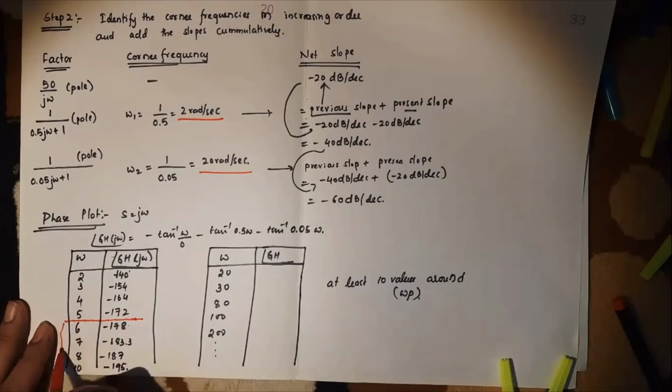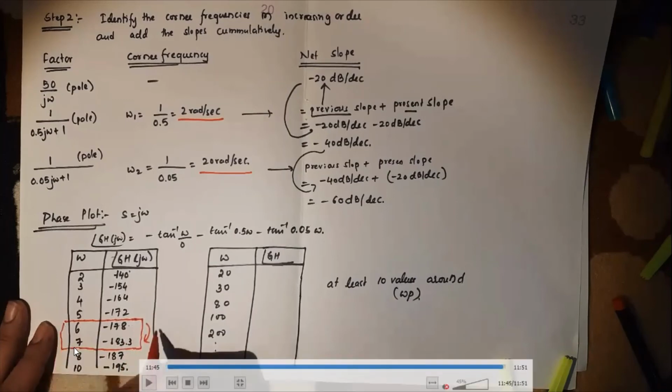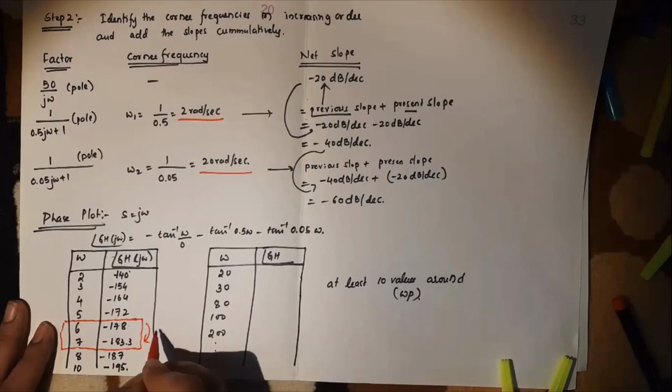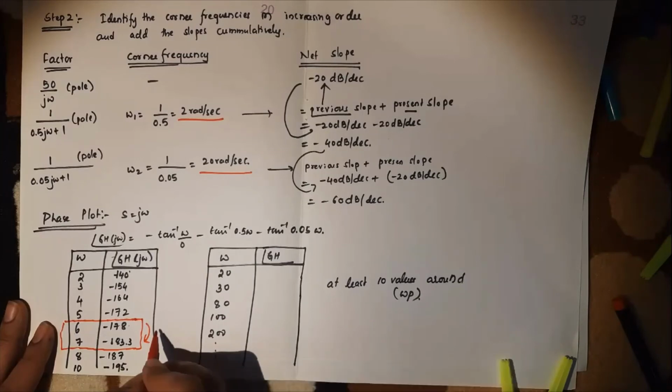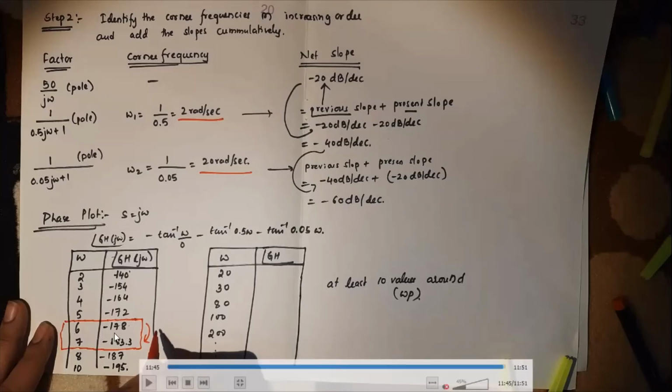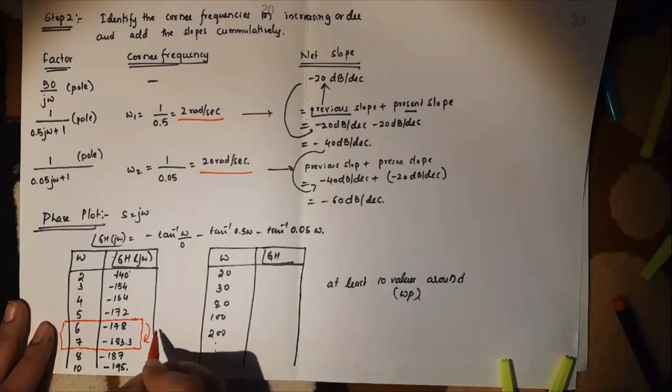Observe this particular reading. The value from 6 to 7 shows that the phase angle has changed from minus 178 to minus 183, which means that between 6 radians per second and 7 radians per second, some value will show you minus 180 degrees. If it is possible to calculate, it is fine. If it is not possible to calculate, just highlight these two frequencies and understand that the phase angle cuts the minus 180 degree line only between these two frequencies. If that is the case, that is well and good.